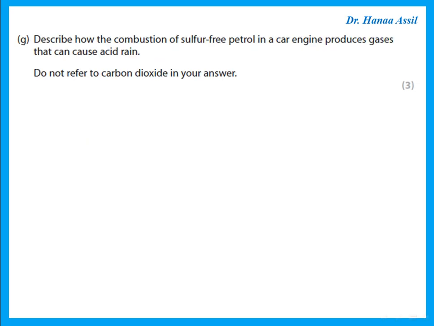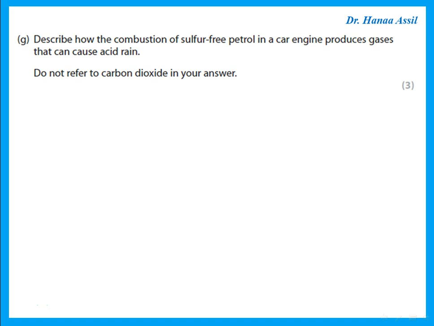Describe how the combustion of sulfur-free petrol in a car engine produces gases that can cause acid rain. Do not refer to carbon dioxide. First of all, because carbon dioxide does not cause acid rain, carbon dioxide causes global warming. So we're not talking about carbon dioxide. Now we're talking about the gases that cause acid rain. Now, which gases cause acid rain? You should know that sulfur dioxide causes acid rain, but he's saying we're using sulfur-free petrol, so we don't have sulfur. What is the other gas that causes acid rain?